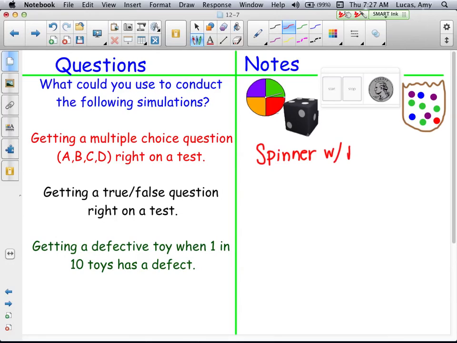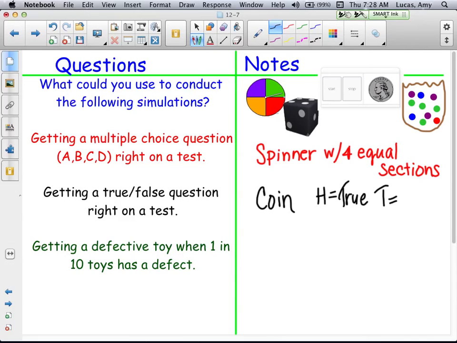with 4 equal pieces, or 4 equal sections. The next one, getting a true-false question right on a test, there are 2 choices, so I would go with the coin on this one. And you could say heads equals true, tails equals false.